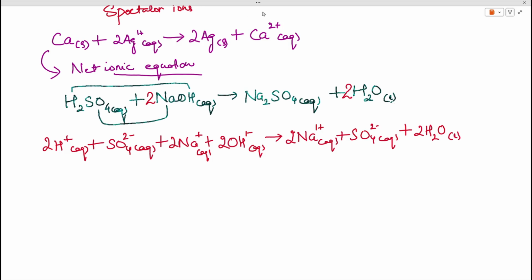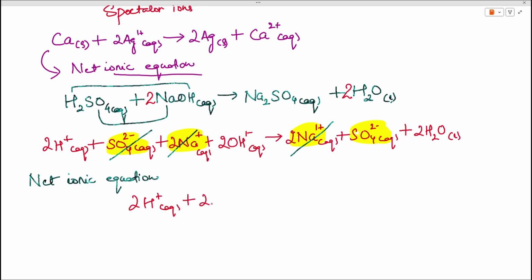Now we'll cancel out the spectator ions. The spectator ions are Na positive ions and SO4 2 negative ions. So we are going to cancel them out, and now we'll write our net ionic equation. Our net ionic equation is 2H positive aqueous plus 2OH with a 1 negative aqueous, and this gives us 2H2O, which is a liquid.